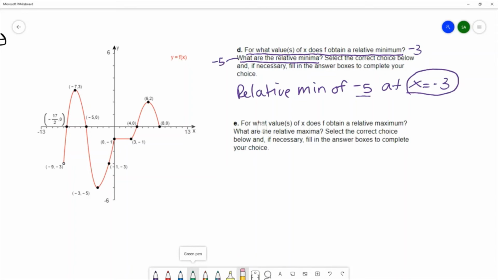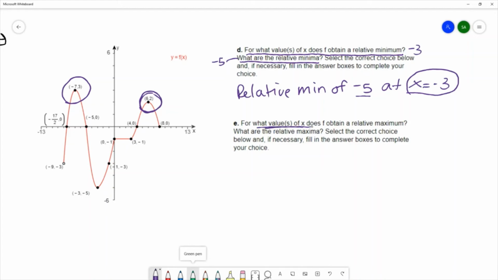On this part, it says, for what values of x does f obtain a relative maximum? What are these relative maximum? So relative maximum is when you're obtaining a highest y value in a local area or nearby area. So what I'm looking for are peaks in the graph like this. Because if I were to zoom in on these areas that I've circled, I would have the highest y value in that nearby area. So we're going to say that this has two relative maximums, and we want to know what are the x values when they occur.